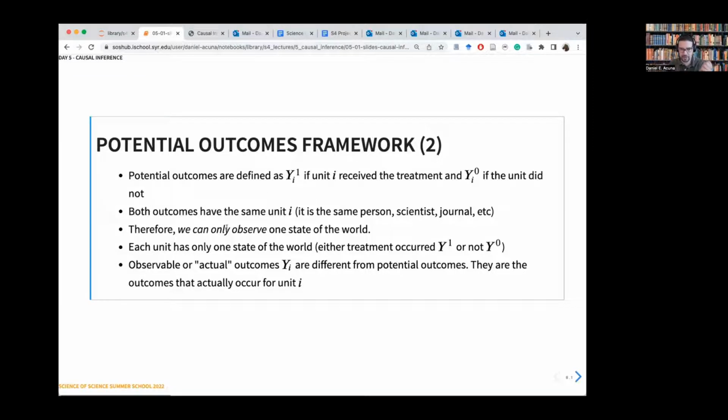The problem, of course, is that it is the same unit. So if it's the same unit, we cannot see both outcomes. When we give the treatment to someone, we cannot go back in time and not give the treatment to the same unit. So unless it is a multiverse and you can travel through wormholes, that's not possible. So that's the fundamental problem of causal inference. We cannot observe the potential outcomes of both treatment and control. We can only observe one state of the world. Each unit has only one state of the world, and that's the problem.